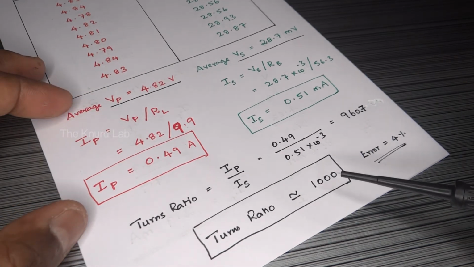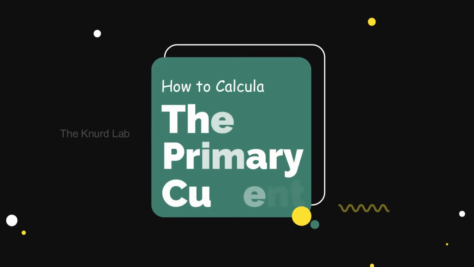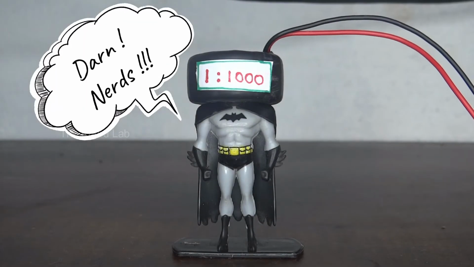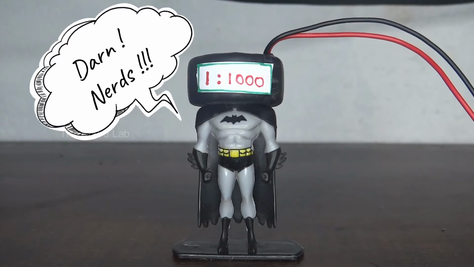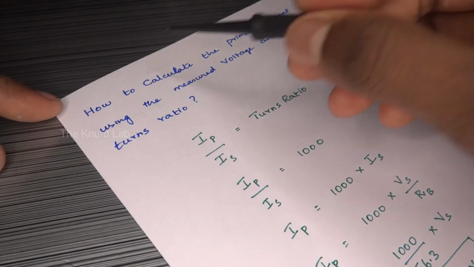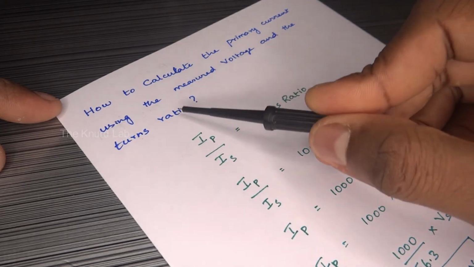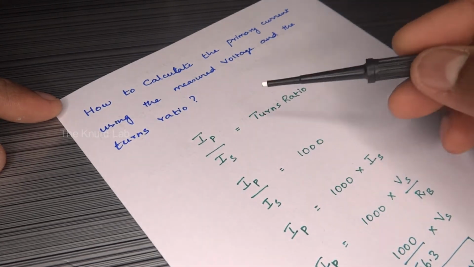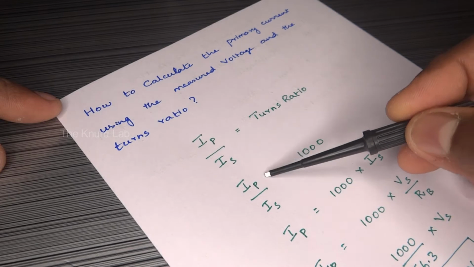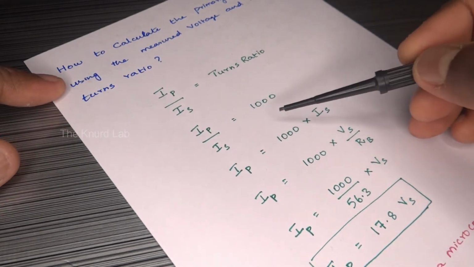Now that we have found out the turns ratio, let's see how that helps us in calculating the primary current. What the burden resistor actually does is it converts the current output of the transformer to a corresponding voltage reading. This, when combined with the turns ratio which we calculated earlier, helps us in finding out the primary current easily. Let's see. We know that the ratio of the primary and the secondary currents is a turns ratio, which we found out to be 1000.